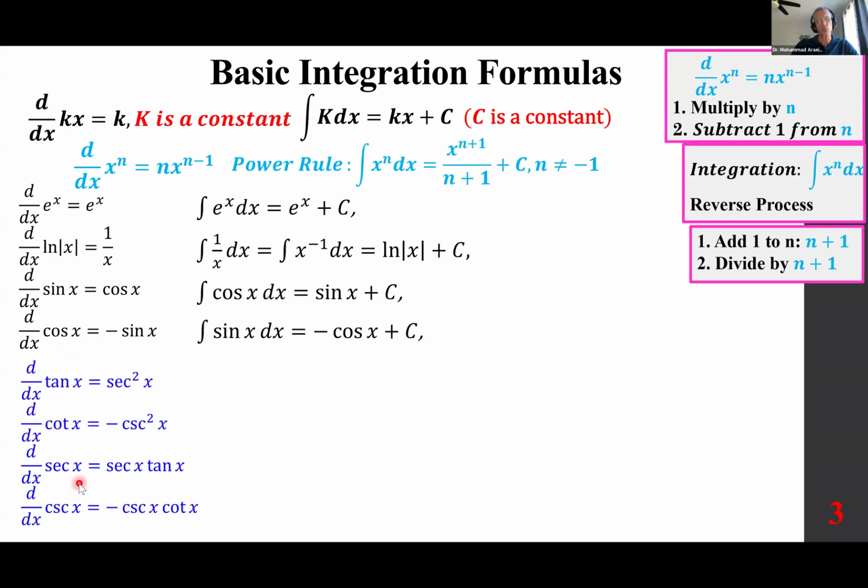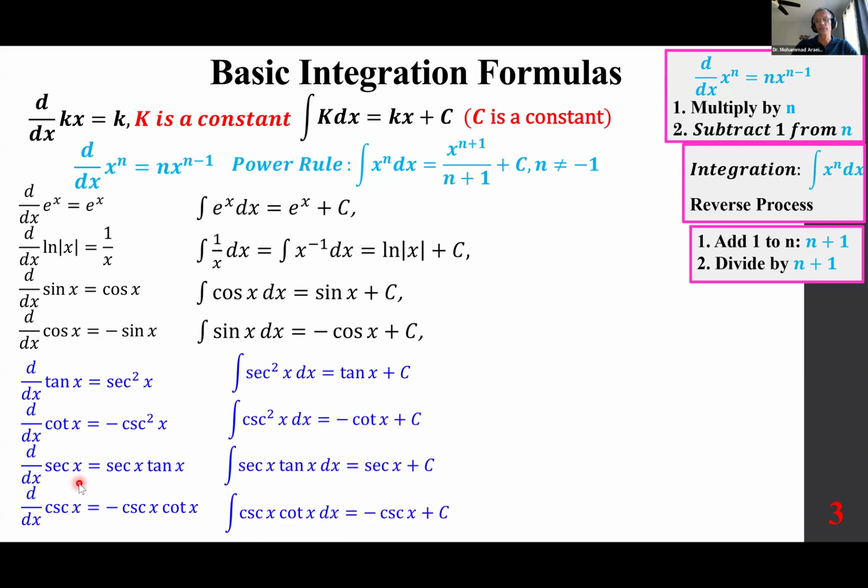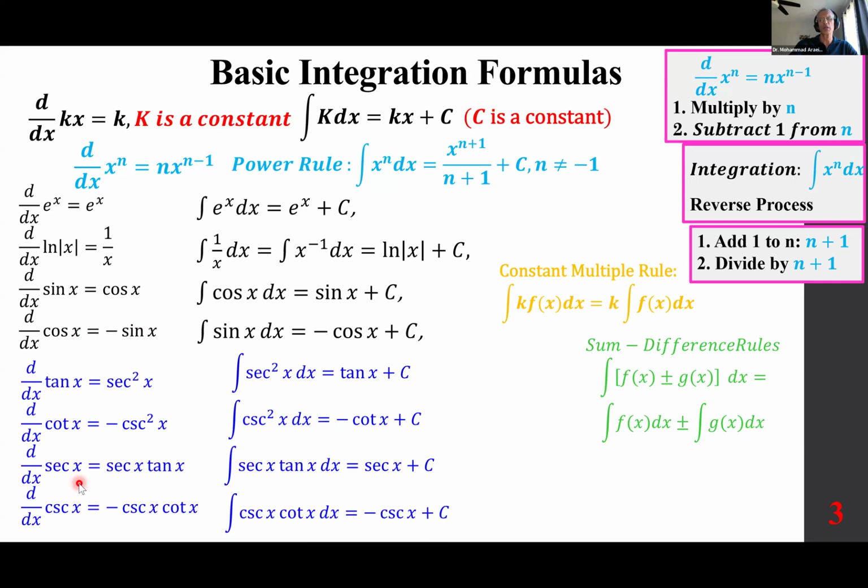Trigonometric functions will do the same class. Constant multiple rule, sum and difference rules, which basically say we differentiate and integrate both term by term. When you have an exponential, the differentiation we have to multiply by k by the chain rule. For integration, we have to divide by.